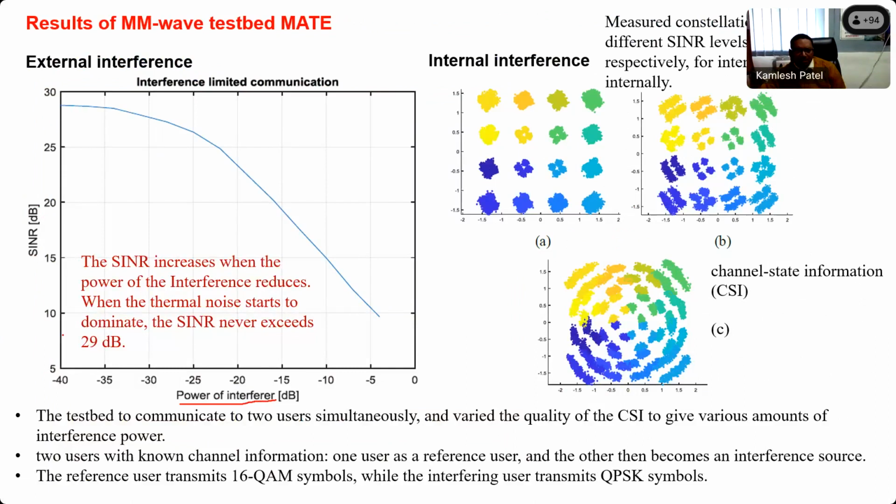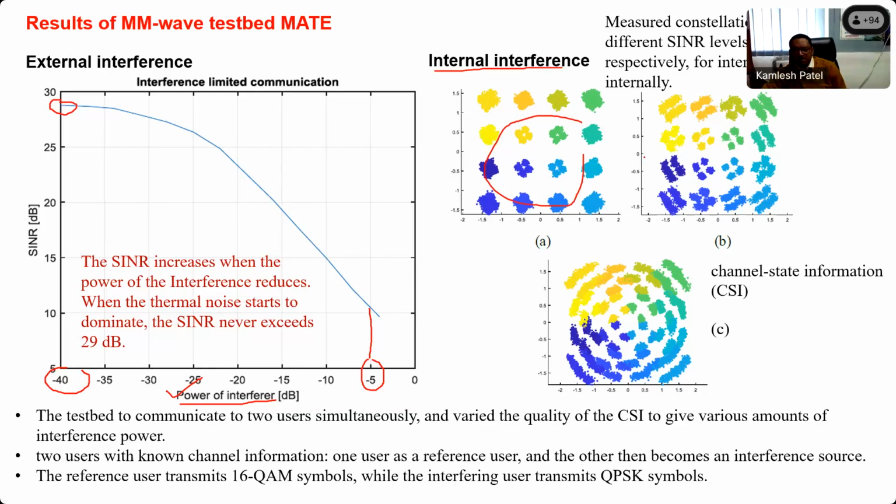So initially, for a very low amount of interferer power, minus 40, the value of SINR is about 28, whereas as the interferer power is increased to, let's say, minus 5 dB, the value of SINR reduces to about 10 dB. So the value of SINR is inversely proportional to the power of the interferer. This is also giving the channel information affected by the internal interference.